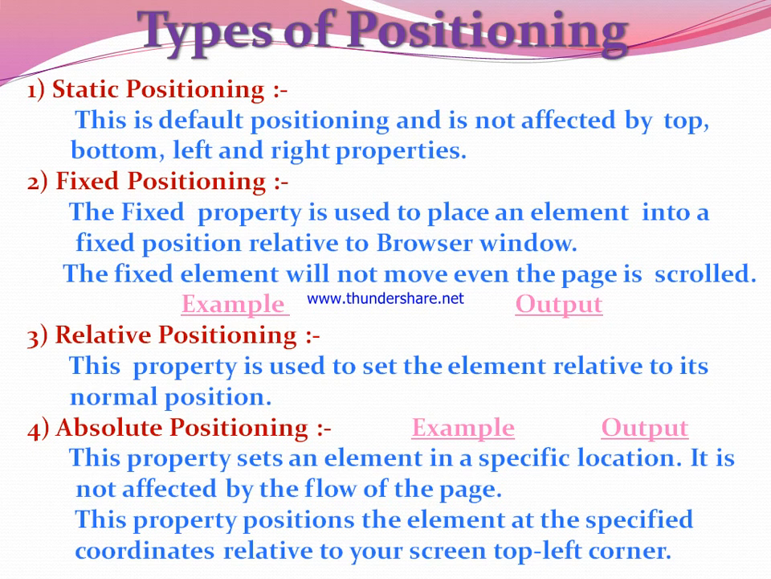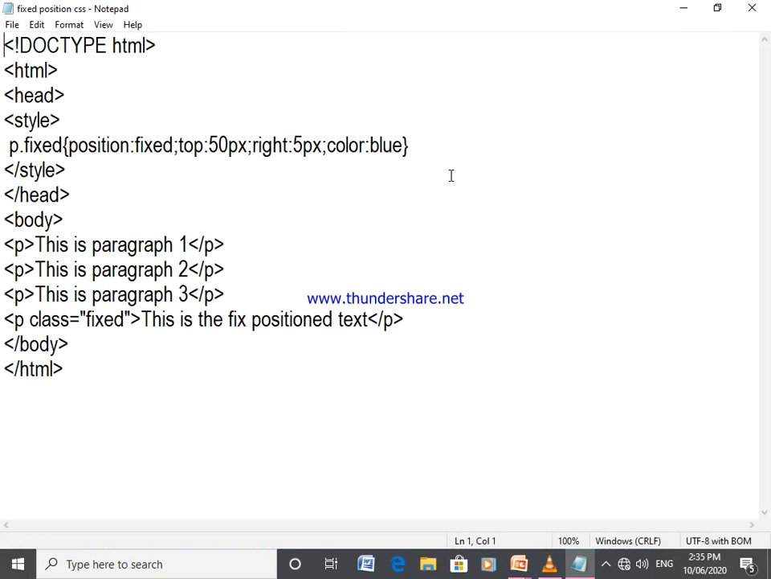That means once we assign the values of top, bottom, left and right to the fixed positioning, after that if you move or scroll your page, it will not be affected by the pixel values. So that means a fix. Let me explain this fixed positioning with the help of an example. So here the example is given.